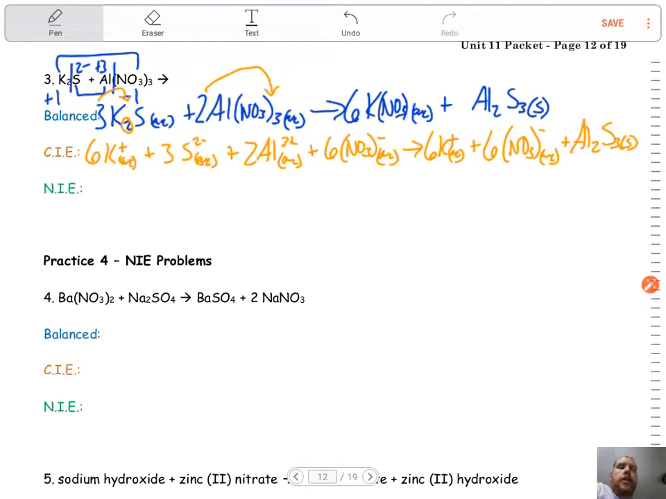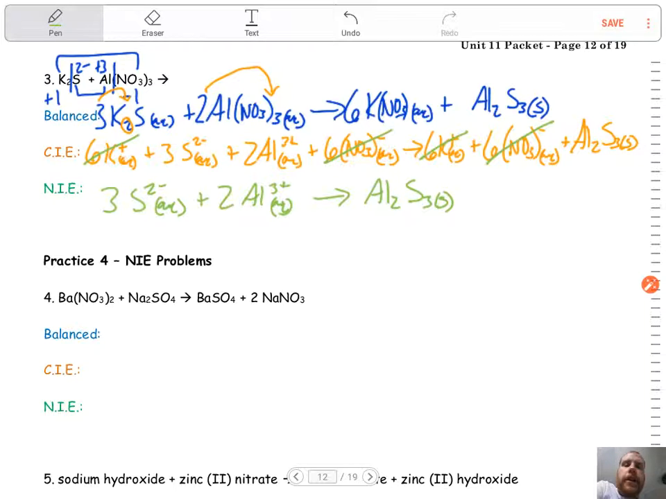So now you're looking for your spectator ions. I'm going to cancel out potassium because it's the same on both sides, and I'm going to get rid of the nitrates as well. Then I'm going to drop everything else down. So I've got 3 sulfide ions plus 2 aluminum ions. Again, you've got to have their states of matter. You've got to have the charges. If you don't have all that, it is wrong. If you try to cut corners just to get it done quicker, you're going to lose points and it's going to be wrong.